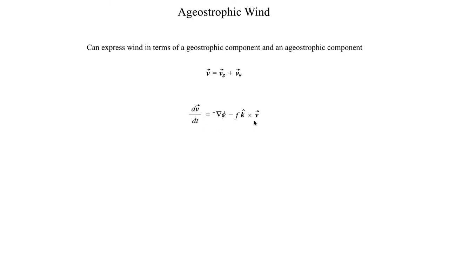Notice I'm using the total wind vector here, not the geostrophic wind. I mentioned the forces involved in geostrophic balance, but I'm going to assume there is not a balance here. So we're going to assume that this term on the left-hand side is non-zero. We're going to account for the possibility that there might be some sort of acceleration to our flow pattern.